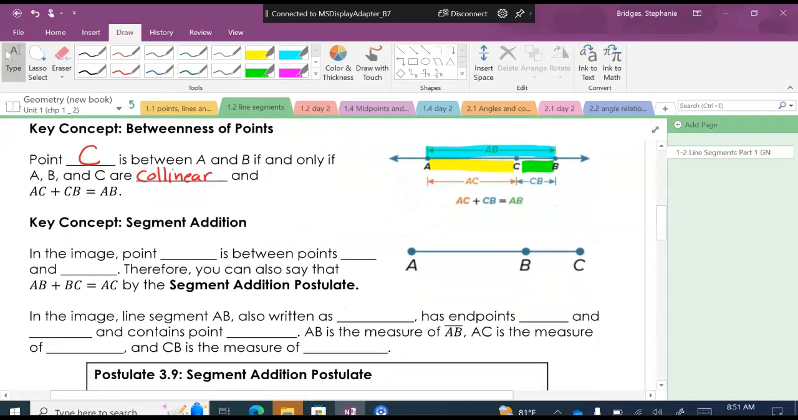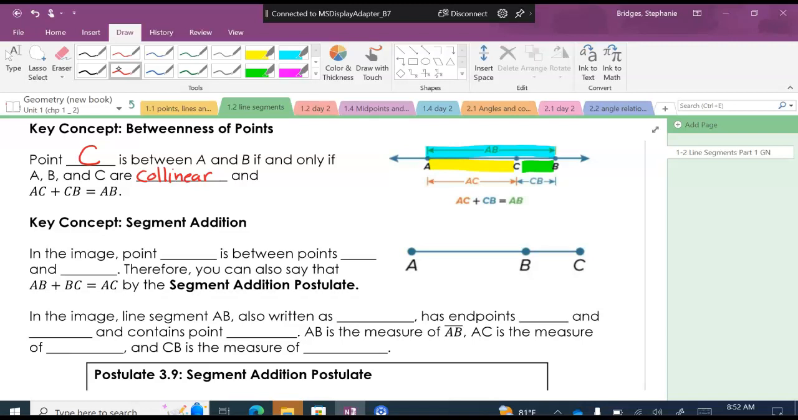And so again, the segment addition postulate, it says in the image, point C. Ooh, y'all don't have that, do you? Do y'all have the in the image? Okay, mine has extra stuff on it. Does yours have extra stuff on it? Does yours look different than mine does? Oh, okay. I don't know what I did. I'm just going to go off of this now. Okay, sorry. I think I changed this.